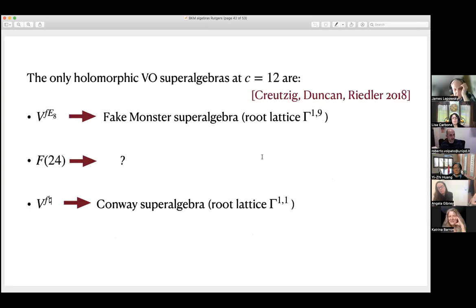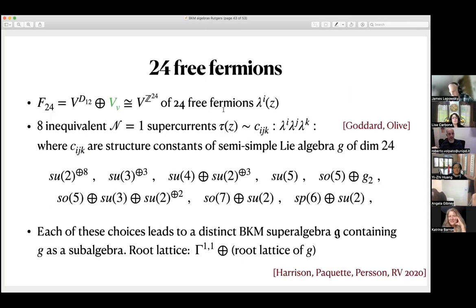So, okay, just quickly say that the same construction you can do for the boring case, if you want, which is the 24 free fermions. It turns out that the 24 free fermions are just not as boring as you would think. Because maybe they're a bit boring as a vertex algebra, but then you have to choose an N=1 superconformal vector.